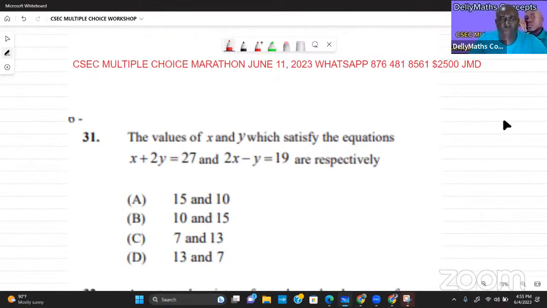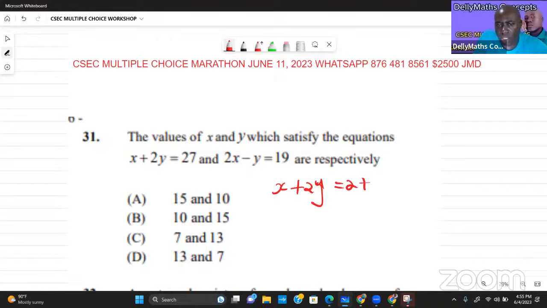All right, so 31 says here, the value of x and y which satisfies the equation x plus 2y equals 27, 2x minus y equals 19. So let's write them up. This is a simultaneous thing. You could try the numbers though and see what you get, as well as you could just solve for one of the variables and then see what you get. So let us say I have x plus 2y, and this is equal to 27.